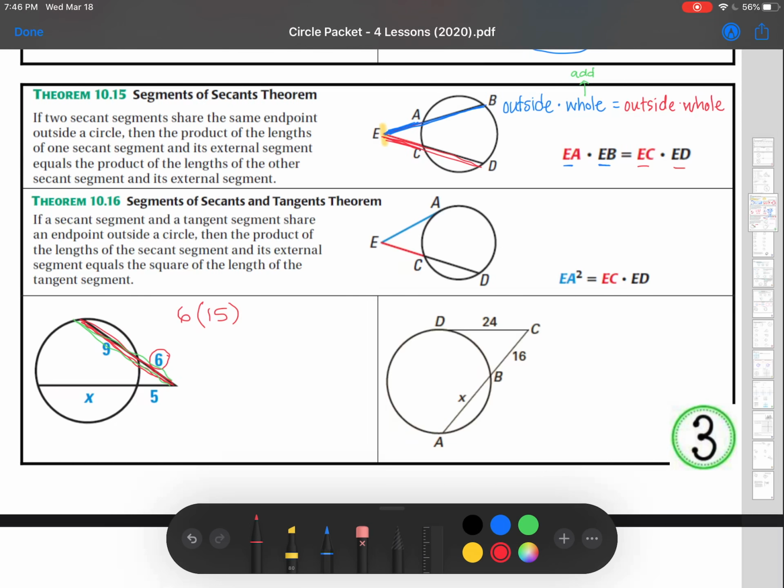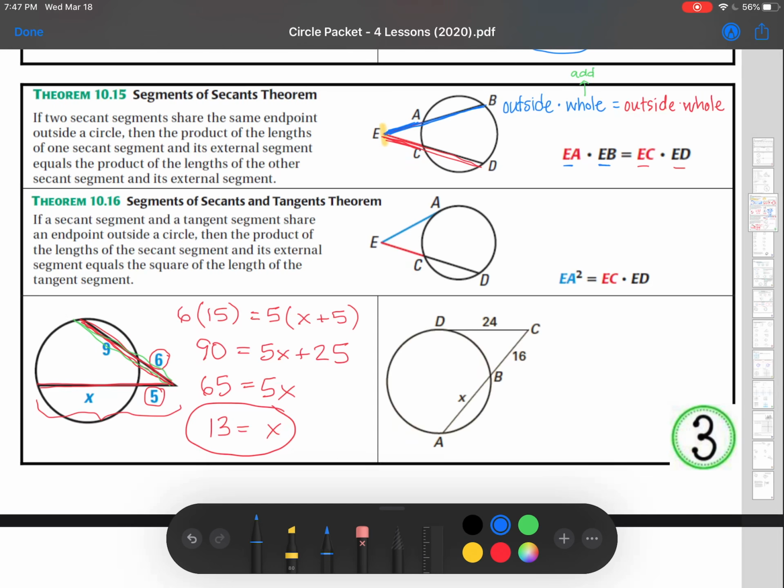So anyway, outside times whole equals, and on this segment, the outside is the 5. And how long is the whole thing? How far is it? I would call that x plus 5. Make sure you add to find the whole length. And now we're just going to solve that baby up. So we've got 6 times 15 is 90. Distribute that 5. Subtract 25. Divide by 5, and I should get 13.